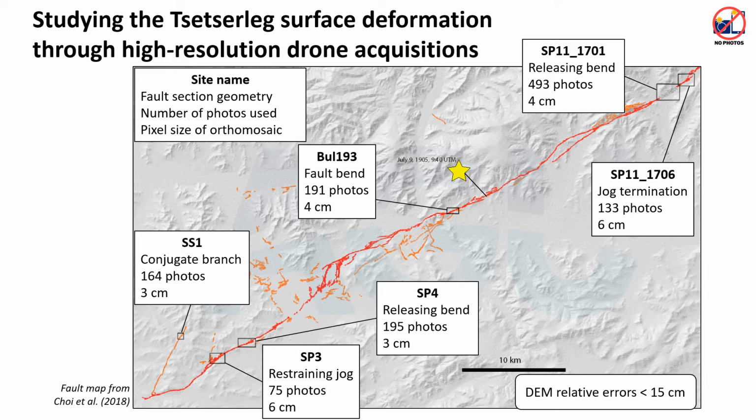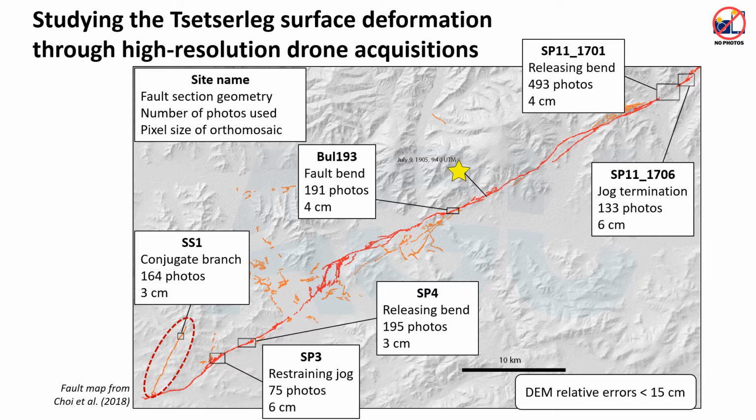To do this, we acquired large sets of photographs with a drone on 6 sites along the rupture. These sites were selected in order to get a significant development of surface fractures and wide damage zones. This is why they are located at points of geometrical complexity. Remember also that one site, SS1, in the southwest, is located on a small conjugate branch of Tsetserleg.